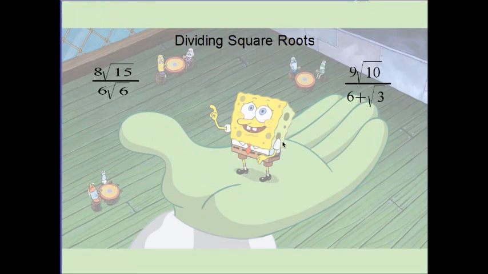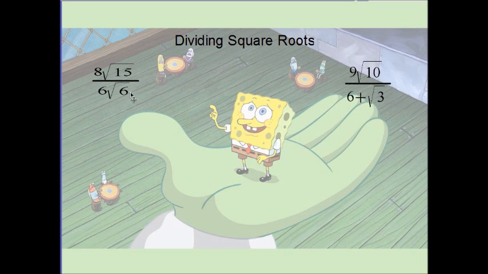Our last type of examples are on dividing square roots. Now we have 2 different types of divisions here. When we're dealing with square roots, we cannot have square roots on the bottom of a fraction. Square roots are allowable only on the top. We have 2 different cases here, and it's actually going to require 2 different things to happen.